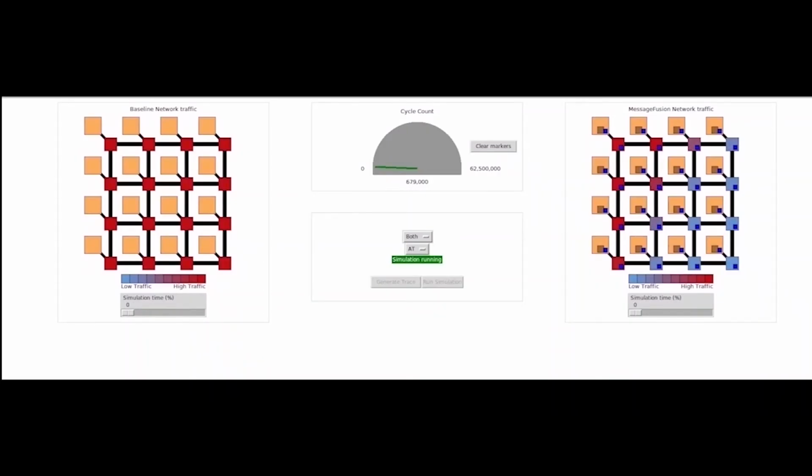Now, our demonstration shows a comparison between MessageFusion and a baseline executing the average teenage follower algorithm on the LiveJournal dataset. The LiveJournal dataset is a social network dataset with around 5 million users and 69 million connections between its users. The architecture shown on the left is the baseline, while the one on the right shows MessageFusion's architecture. The color gradient shown below each architecture qualifies the magnitude of traffic traversing through each router. High traffic congestion across a router is represented by red color, while blue color represents lighter traffic.